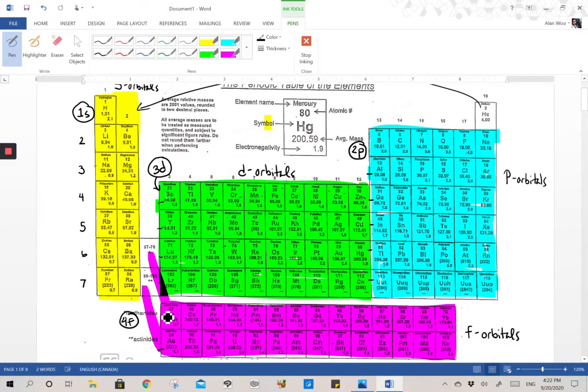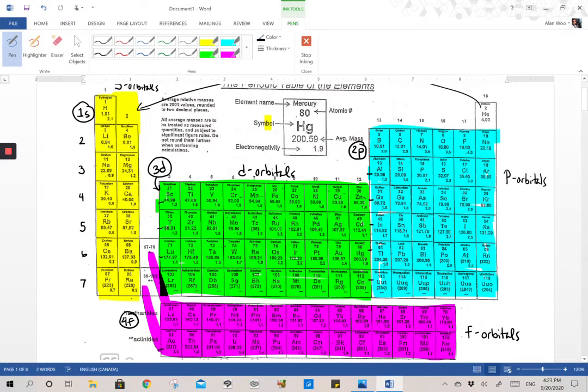So all you have to do is remember that the S's start with 1S, the P's start with 2P, the D's start with 3D, and then the F's start with 4F. So it's 1, 2, 3, 4. Okay, and then you just count accordingly down each row.